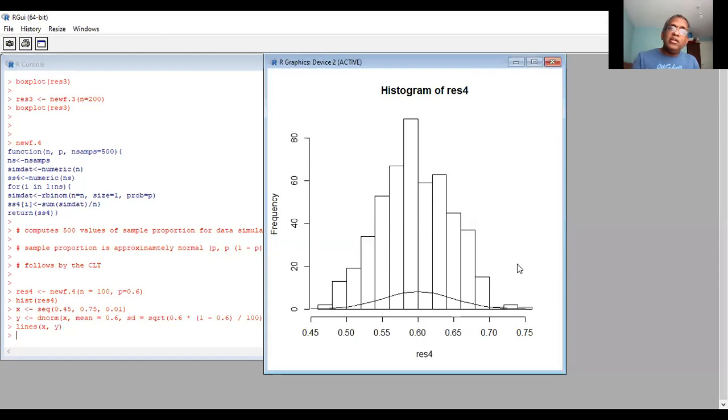Oh, it doesn't work here. Do you see why it doesn't work? Because I made a mistake. I did this deliberately because I wanted you to check. Do you guys see why it didn't work here? The reason is that I plotted the y-axis in the frequency scale. It should be on the density scale, not on the frequency scale, right?